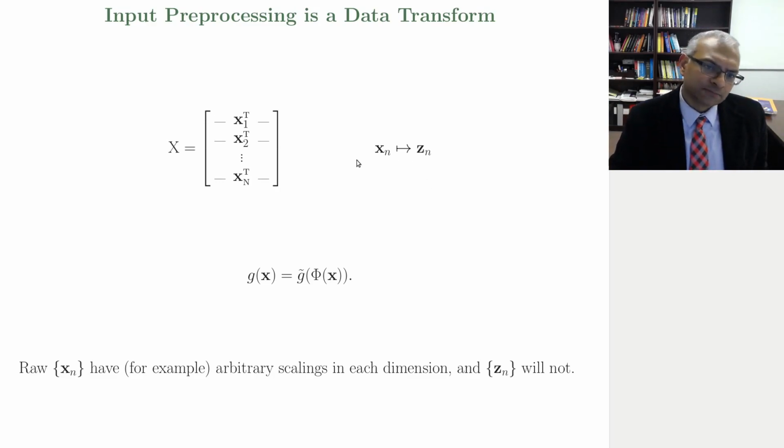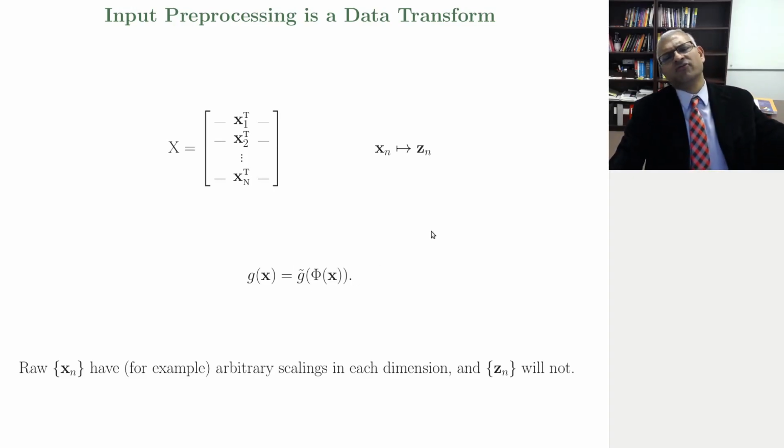And this transform from xn to zn is going to be implemented by an input preprocessing function, phi, just like in the nonlinear transform. And you do your learning with the z's. Now when you want to compute your final hypothesis for the raw original input, g of x, you first transform the data to phi of x and implement the learned hypothesis on the transformed data. So this is no different from what we did when we talked about nonlinear feature transforms.